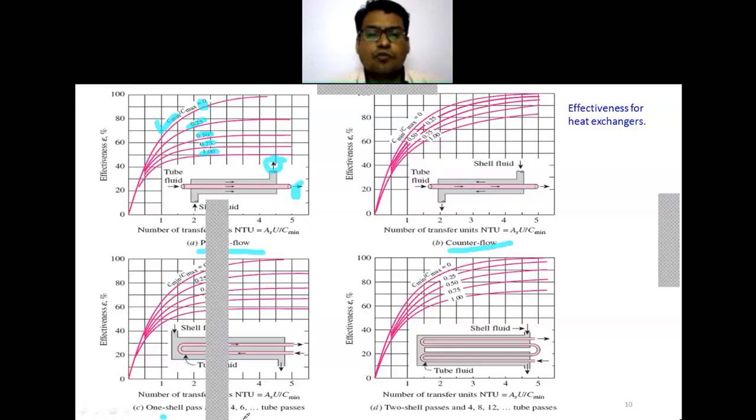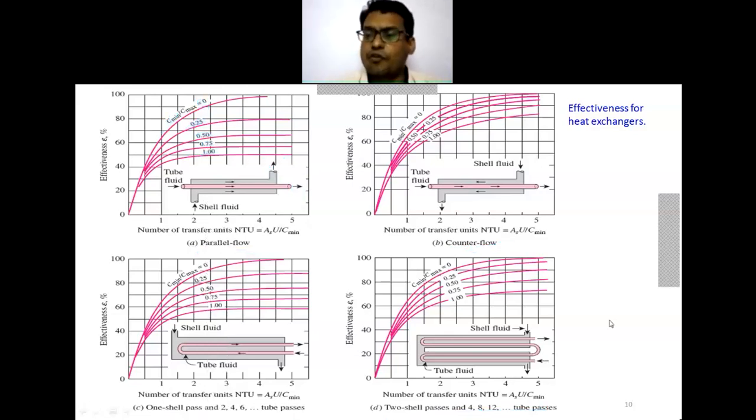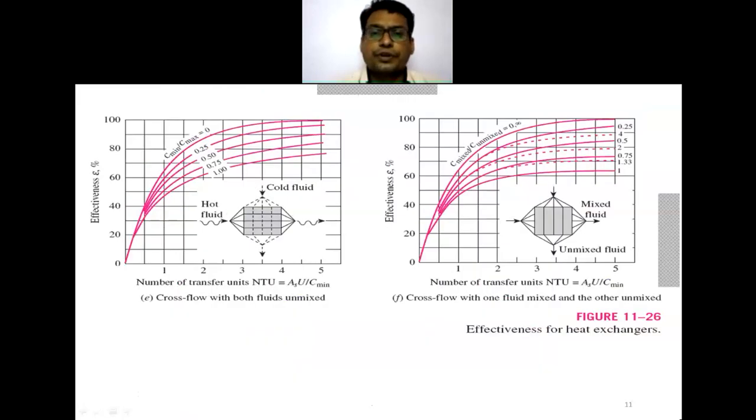This is for one shell pass with 2, 4, 6 tube passes, and two shell passes with 2, 4, 6, 8 tube passes. So that will depend on the number of shell passes and the number of tube passes. So these graphs are of more importance.